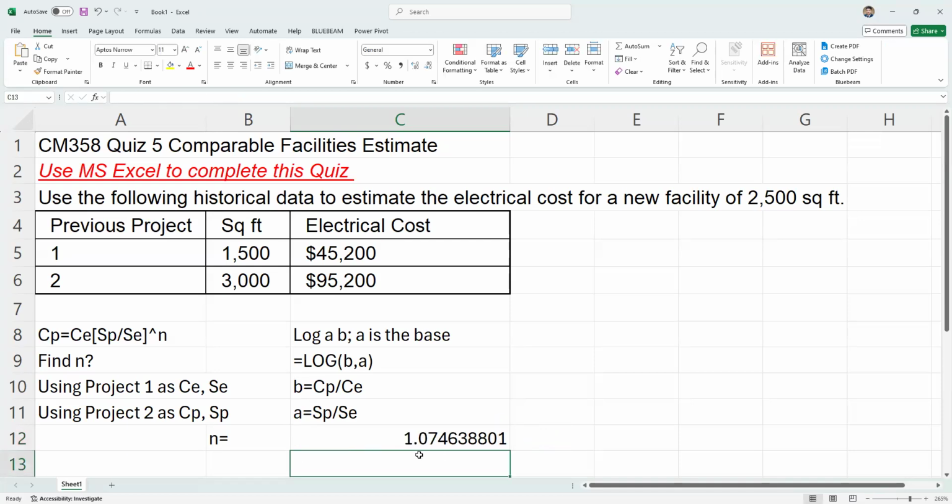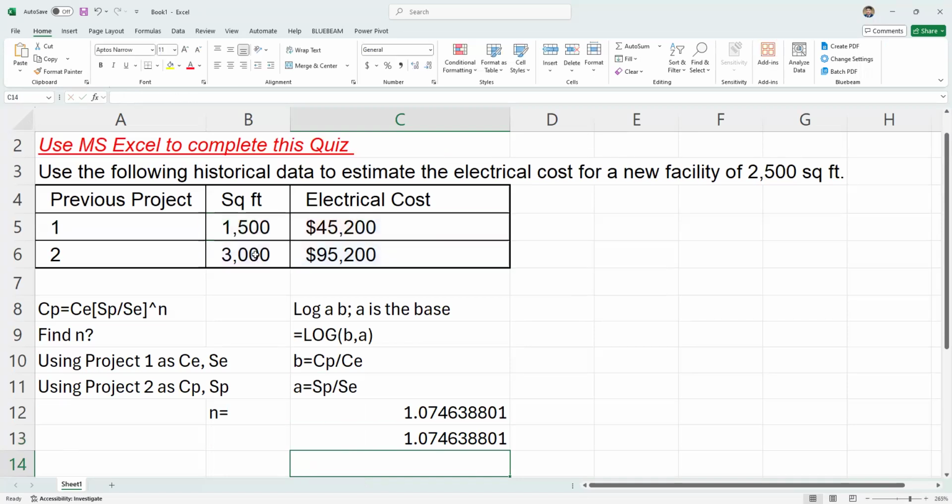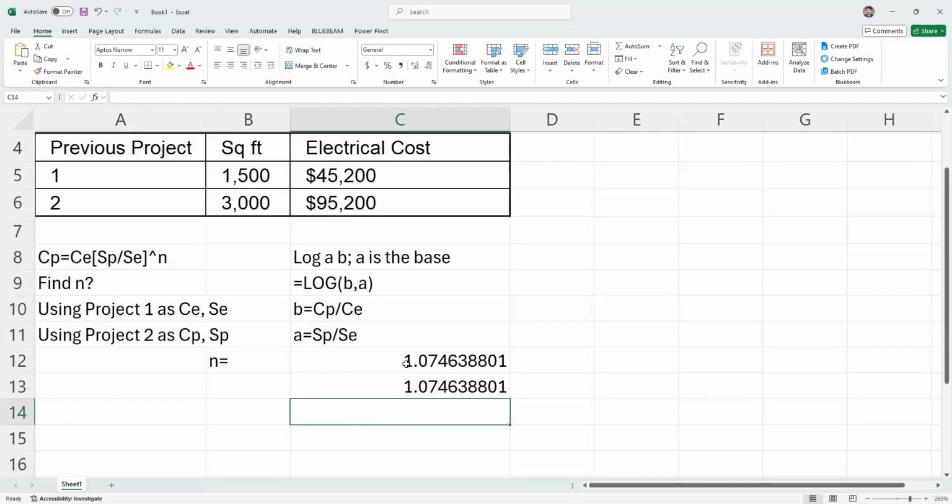I know some of you do it another way, using LN, and this one divided by that one. It all works, and this one divided by this one, right? You get the same number, right? And also you can show it in a case.